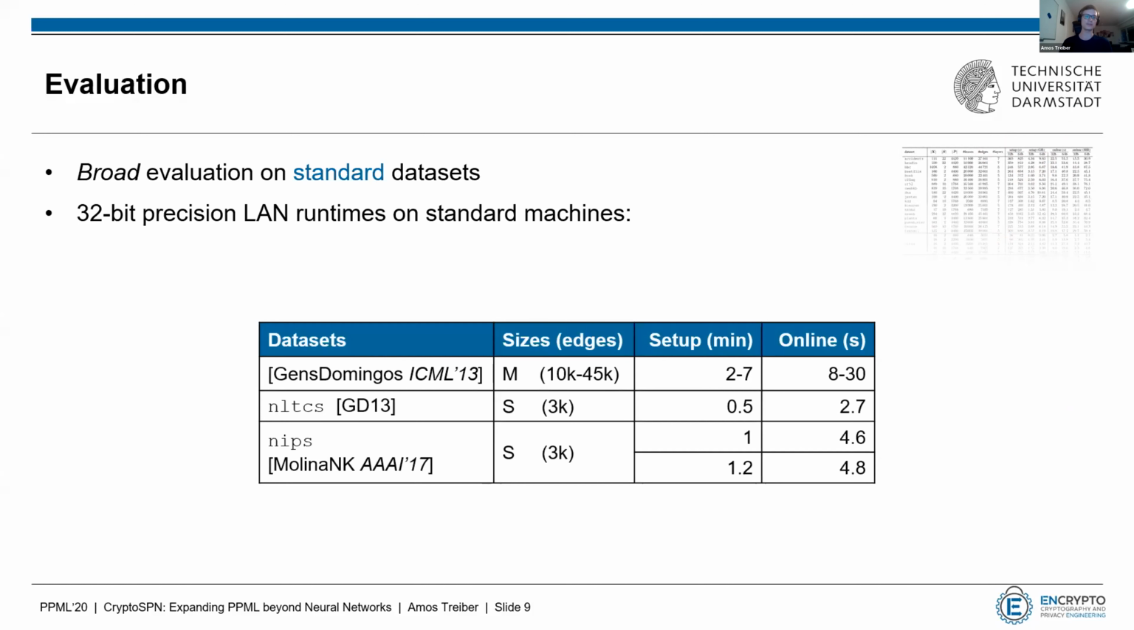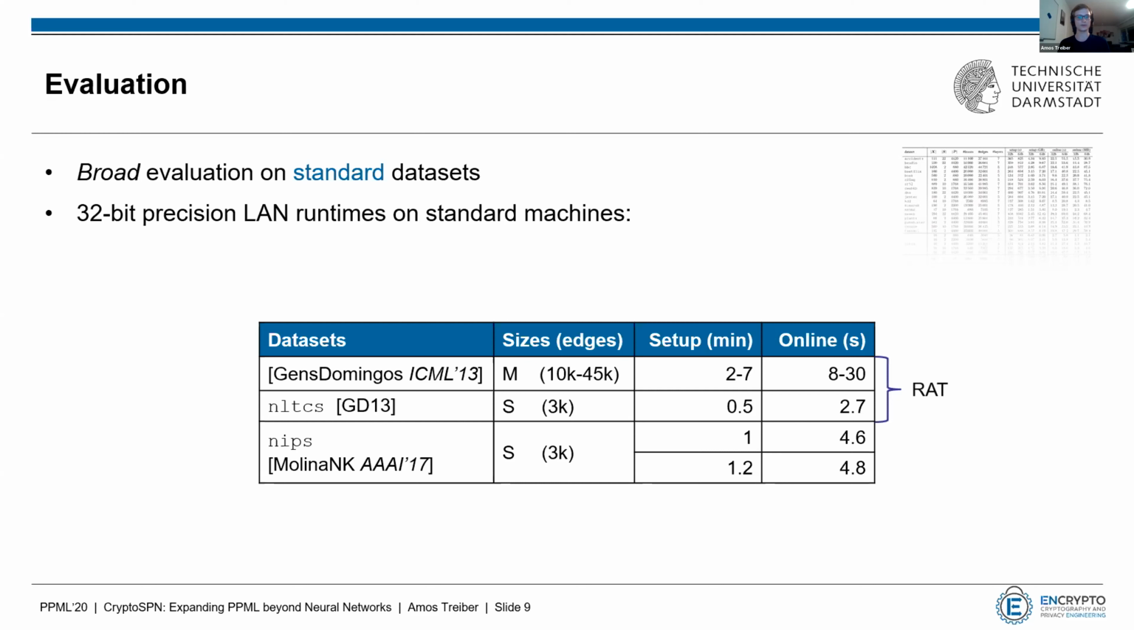So if we look at medium-sized SPNs, with a size of 10,000 to 45,000 edges, we have a setup phase of 2 to 7 minutes, and an online phase, which can be performed once the inputs are known, of 8 to 30 seconds. We also looked at a small SPN with 3,000 edges, and there we have a setup phase of half a minute and an online phase of 2.7 seconds. These were all RAD-SPNs.